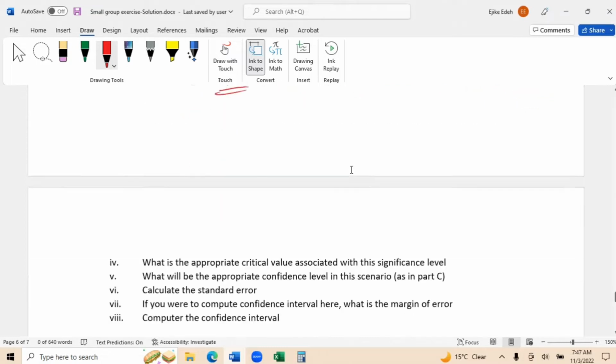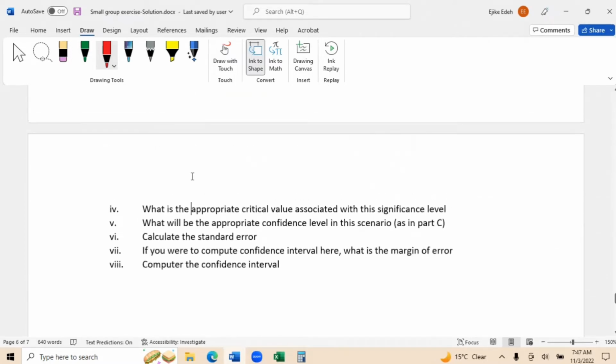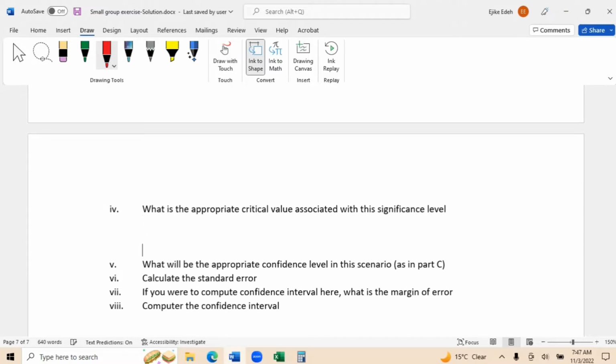And the next question says, what is the appropriate test statistic? What is the appropriate critical value associated with this significant level? So the critical value associated with significant level, we're going back now to chapter 7. The critical value could be a Z or a T critical value. But in this test, we conducted a T test, because we just have 4 data points and we don't know the population standard deviation. So we are looking for T critical value.